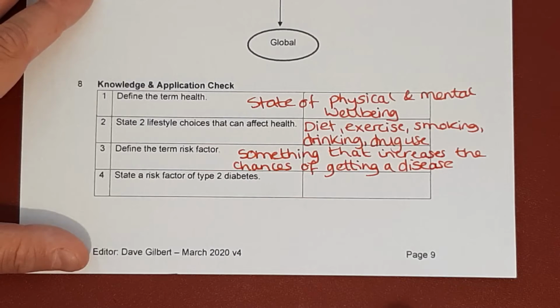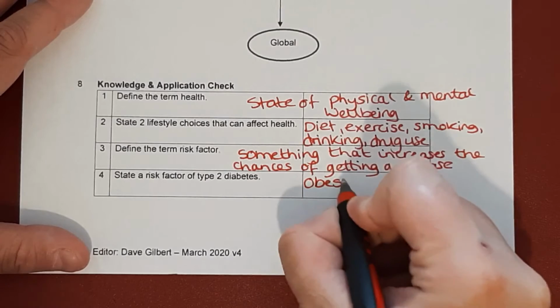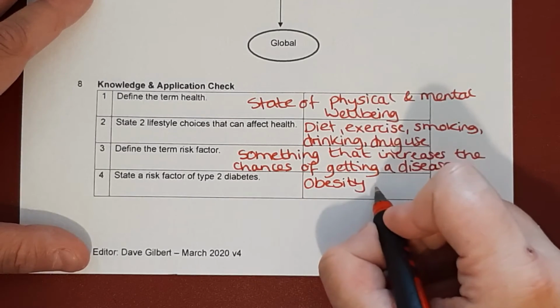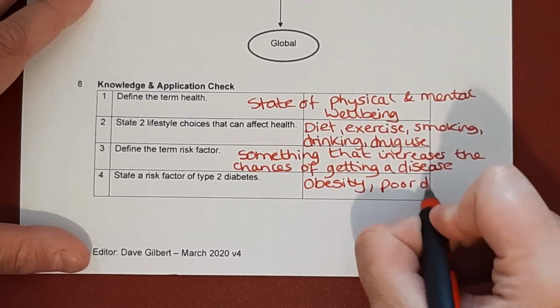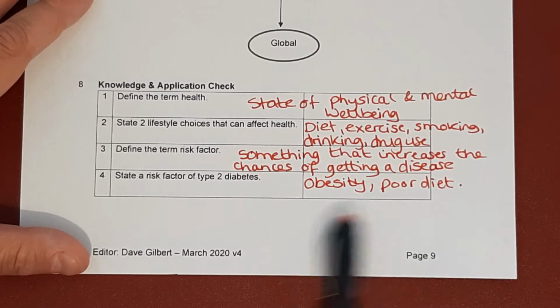Question 4, state a risk factor for type 2 diabetes. So we've got obesity, which is in turn caused by poor diet. So either of those. If you've put high fat diet, that's fine, but obesity, either of those is great.